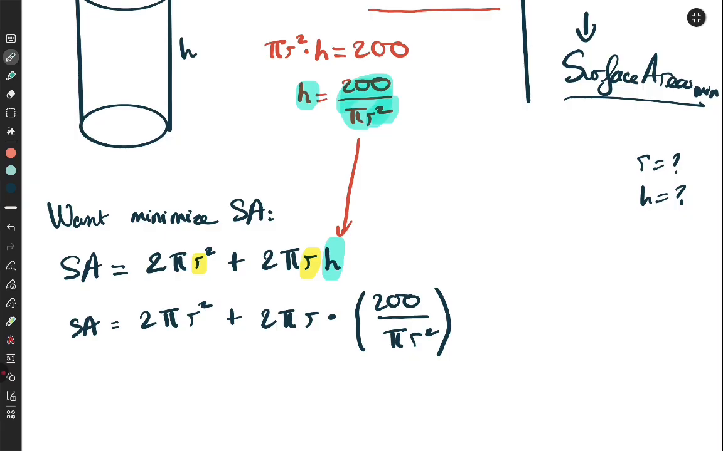Okay. No, they don't cancel that. They're completely separate, but this plus. They can.